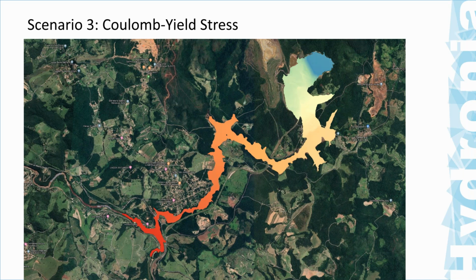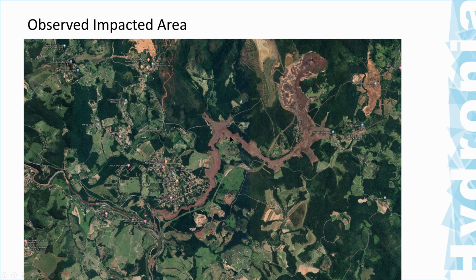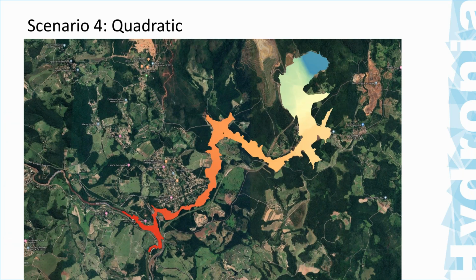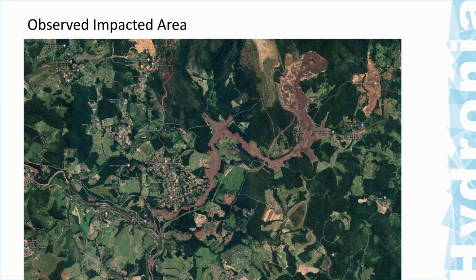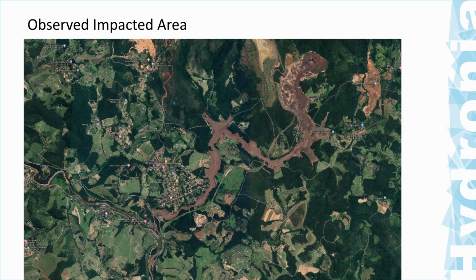So the next one we did was with the Coulomb-Yield Stress formulation, and in this case we got a much better depiction of the area, and the Quadratic was also very close to the Coulomb-Yield. Just to remind you, this is the actual impacted area as in the satellite image, and I'm going to show you again the results of the Quadratic formulation with the model and the impacted area. You can see here the differences, or where the model better represents the areas inundated.